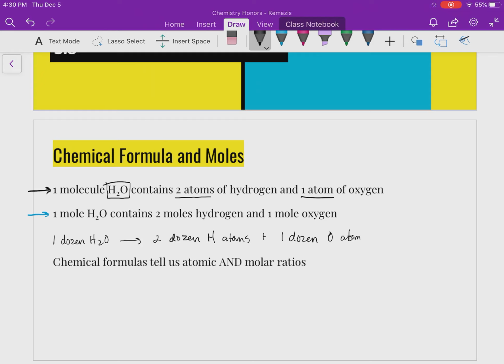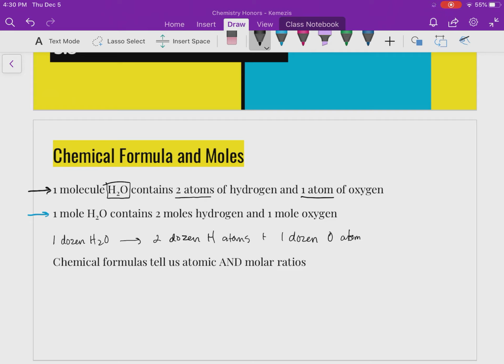So if I start talking about moles, that just means I have 6.022 times 10 to the 23rd of these water molecules. If I have 1 mole of water, I have a 2 to 1 ratio of hydrogen to oxygen. I just happen to have a 2 to 1 mole ratio, so I have 2 moles of hydrogen and 1 mole of oxygen.